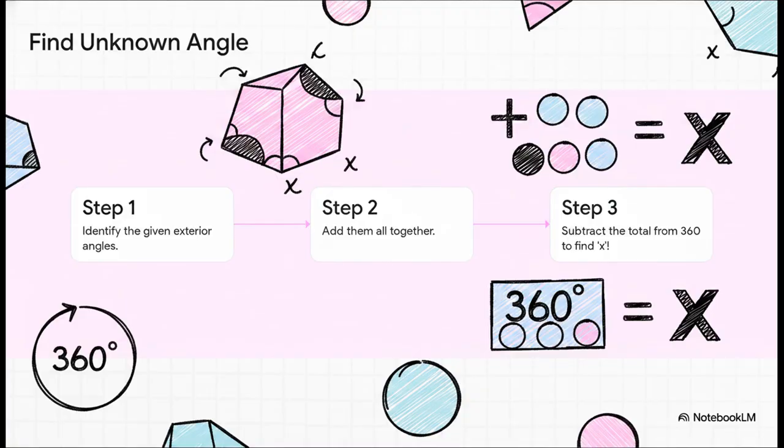So, how do we actually put that 360-degree rule to work? Here are the straightforward, logical steps. Step 1. Identify the given exterior angles provided in your problem. Step 2. Add all those known angles together. Step 3. Simply subtract that total sum from 360 and boom! You've just found your unknown exterior angle x. Kya aapko samajh aaya? It's a ridiculously simple 3-step formula that works for you every single time.